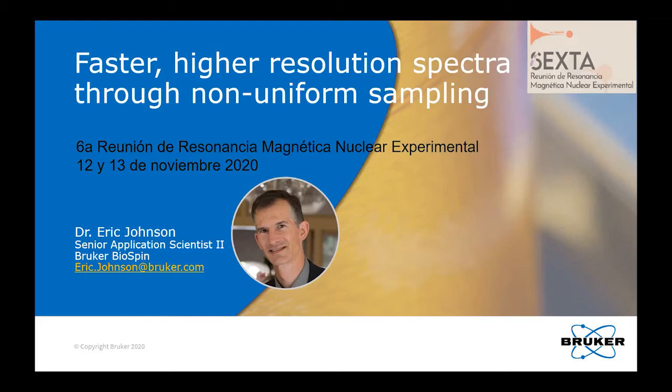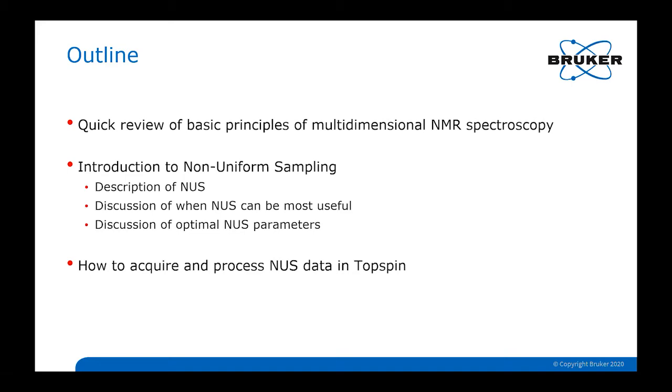So today I'll be talking about non-uniform sampling and how it can be used to both speed up the acquisition of your multidimensional NMR spectra as well as give you higher resolution. I'll spend a bit of time starting off just introducing and reviewing the basic principles of multidimensional NMR as a way of introducing NUS, and then I'll go into describing how NUS works and some of the relevant parameters. From there, I'll go into a little bit of the details of how to acquire and process NUS data in Topspin. Keep in mind these same techniques are available on JEOL and Varian Agilent instruments. The same principles apply. So hopefully, even if you're not using a Bruker instrument, you'll get something out of my presentation.